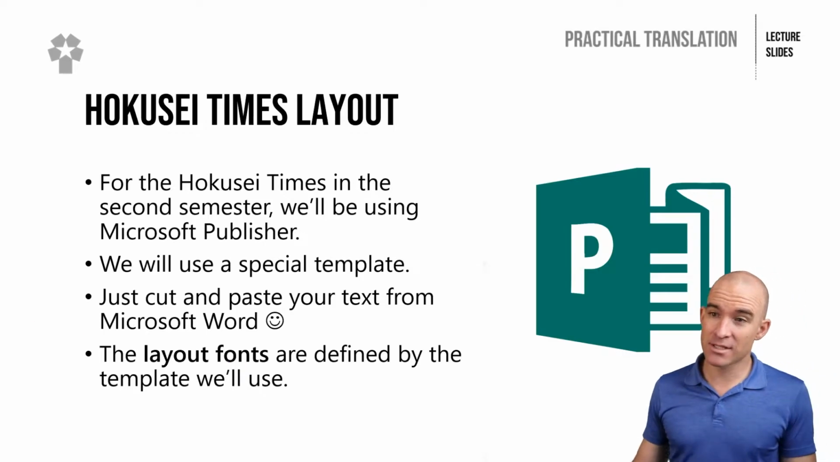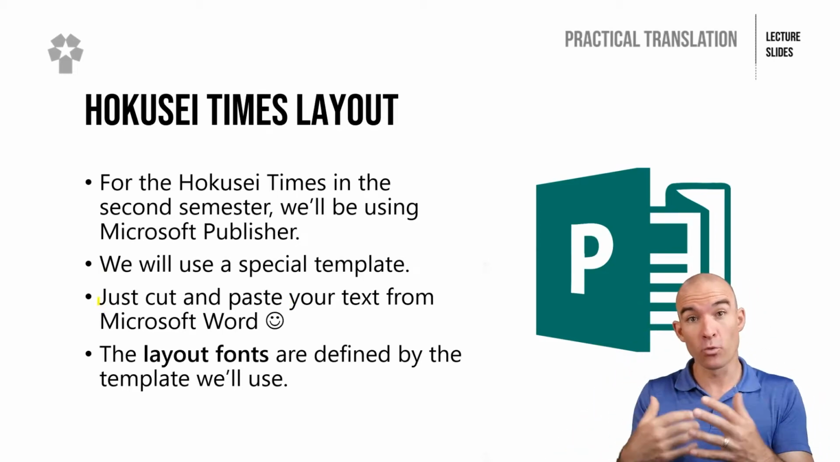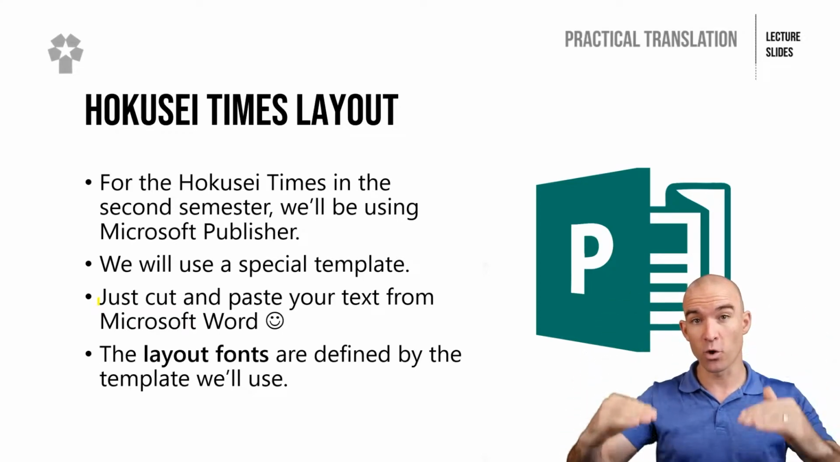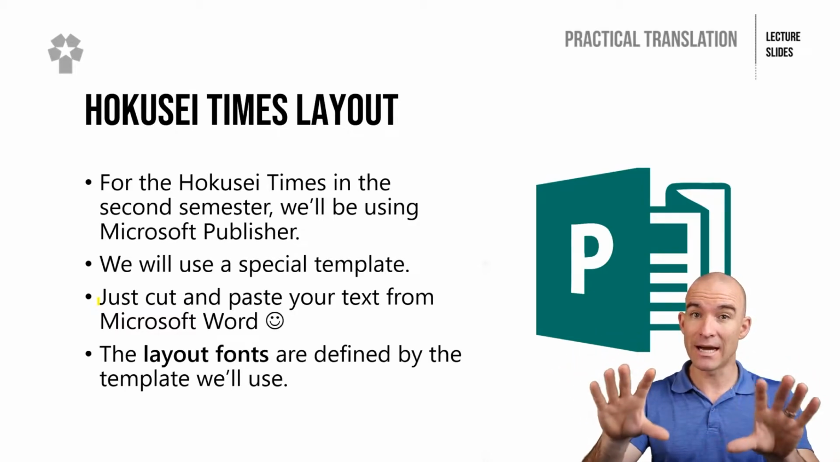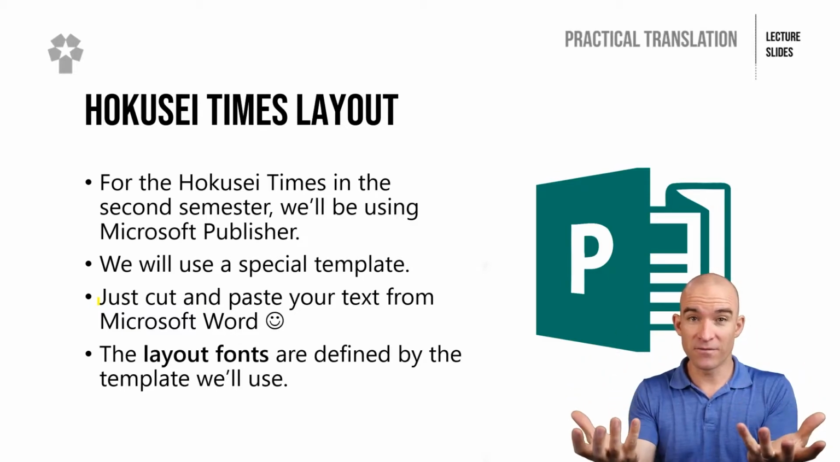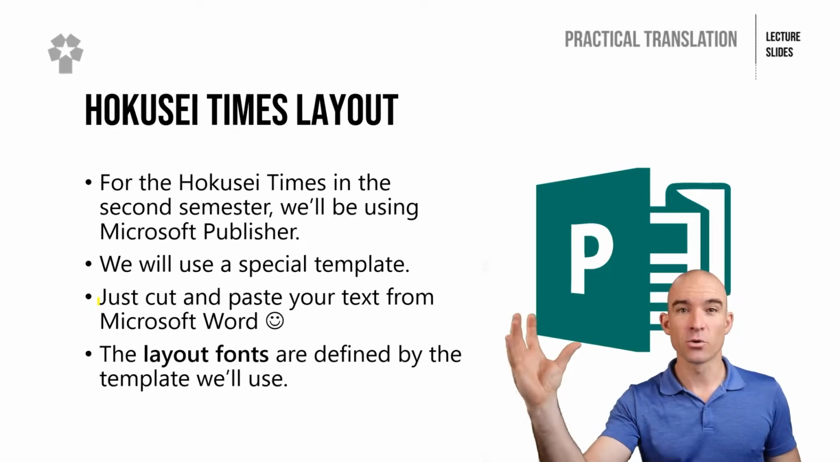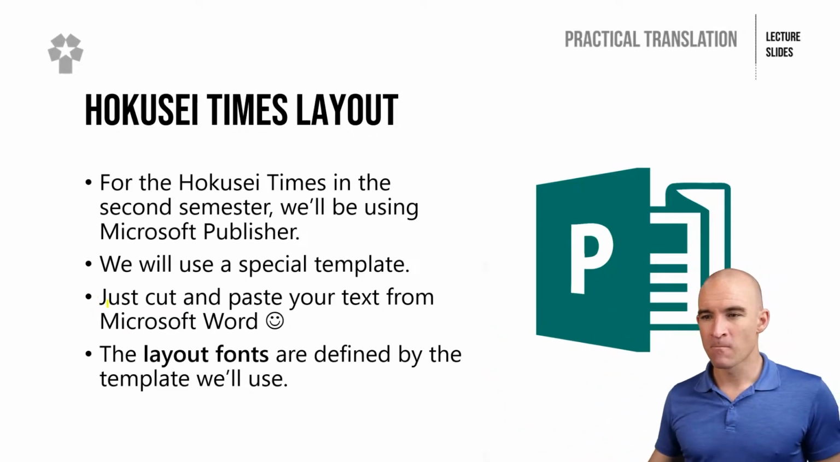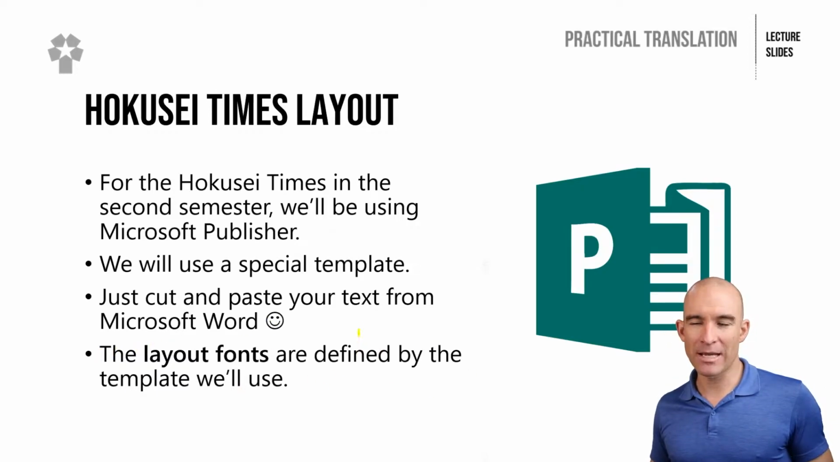So for the Hokusei Times in the second semester, in the first semester, this is the first semester, isn't it? We'll be using Microsoft Publisher. We'll use a special template, and at the moment you are writing, or I hope you're writing, your articles using Microsoft Word. Okay, so your first draft of your article should be done in Microsoft Word. I'll give feedback on that article, and then you'll make your changes, and then you'll copy and paste that into Publisher.